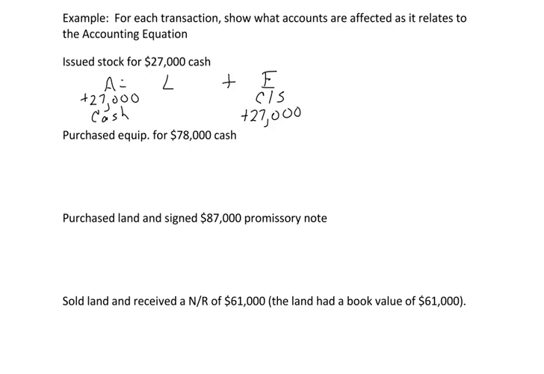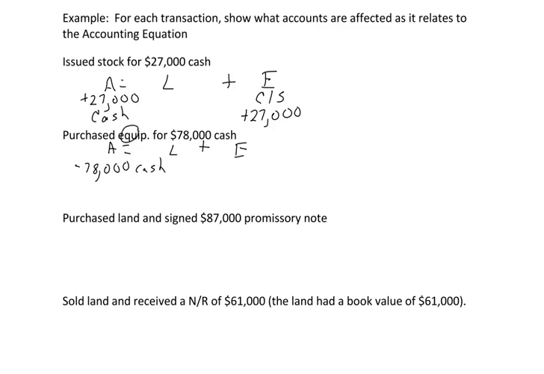The next one says we purchased equipment for $78,000. Once again, I'm sketching this out, giving myself room to write in the blanks. Notice it says we purchased equipment for cash, so we are paying cash for it. We are buying an asset and paying cash, so cash goes down by 78,000. I'm just going to write it right here to the side of it.